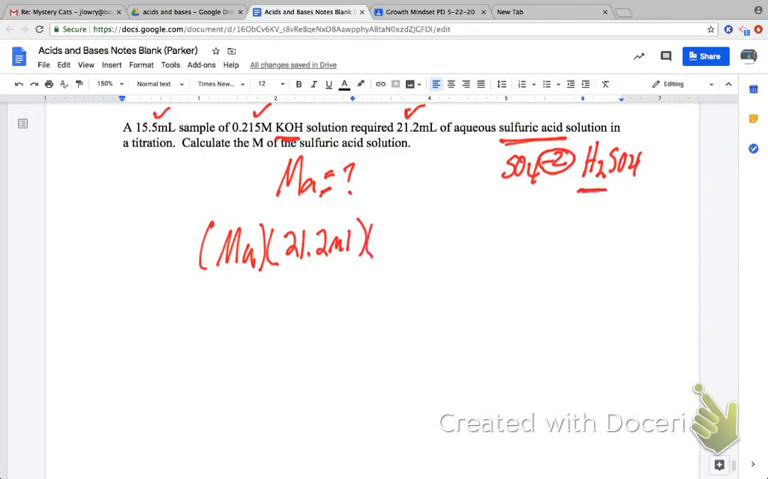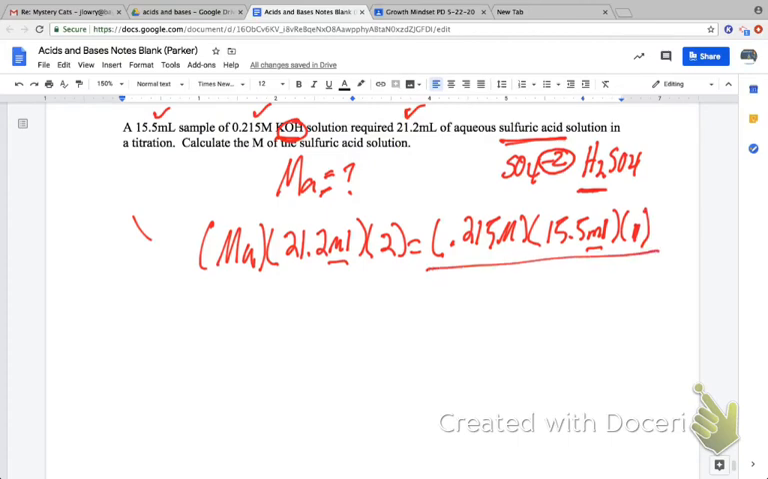If you wrote your formula right, you would have gotten 2 hydrogens. So my NA would be 2. And then on my base side, 0.215 molar. My volume, 15.5 mLs. Both volumes are in milliliters, so that's good. And then just 1 hydroxide, so my NB would be equal to 1.